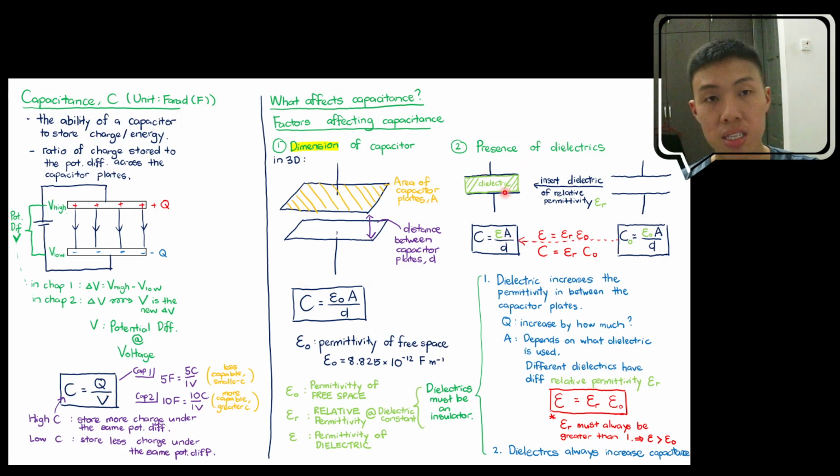So if you happen to insert a dielectric, it will affect the permittivity of the space in between the capacitor plates. By how much can be decided by this value, which is the relative permittivity, which acts like a multiple to multiply the original permittivity, the permittivity of free space, to obtain the permittivity of the space right now, which is filled by the dielectric, the permittivity of the dielectric. So we know that this insertion of a dielectric always increases the permittivity, therefore it always increases the capacitance.